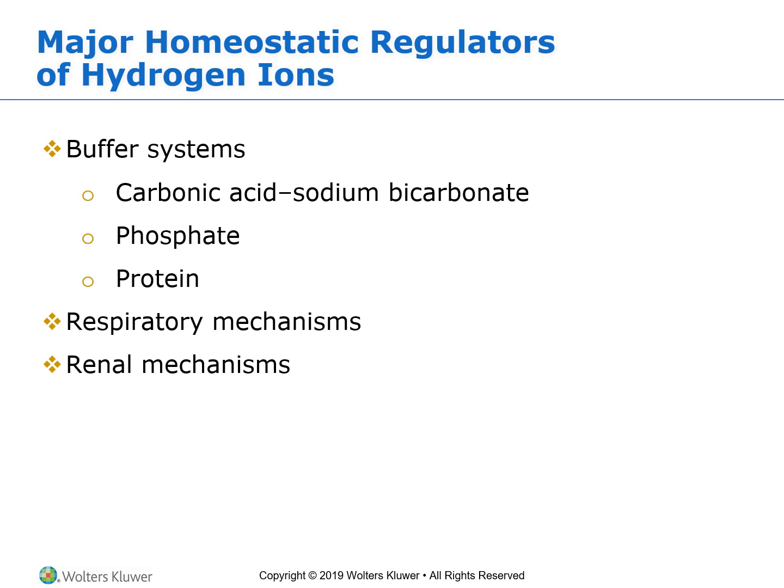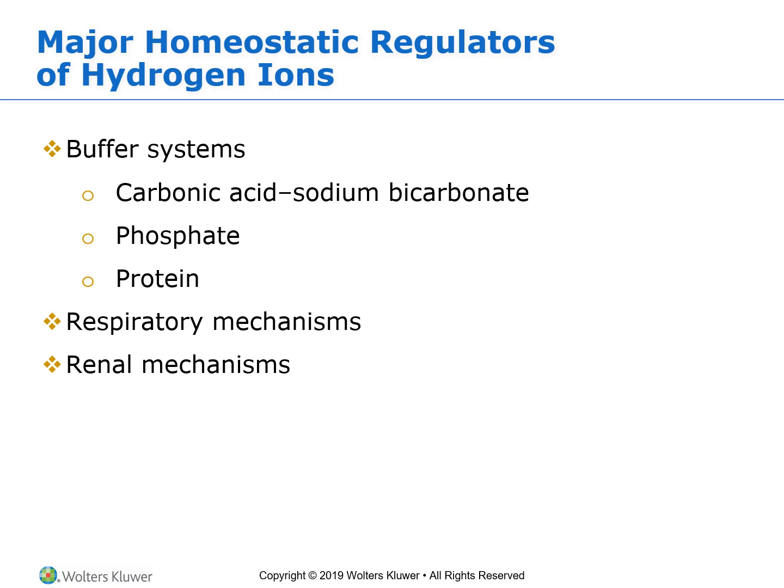The phosphate buffer system is active in intracellular fluid, especially in the kidneys, in the renal tubules, and it converts the alkaline sodium phosphate, which is a weak base, to an acid sodium phosphate in the kidneys.